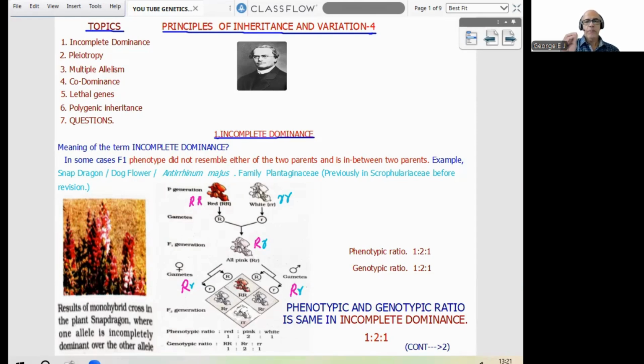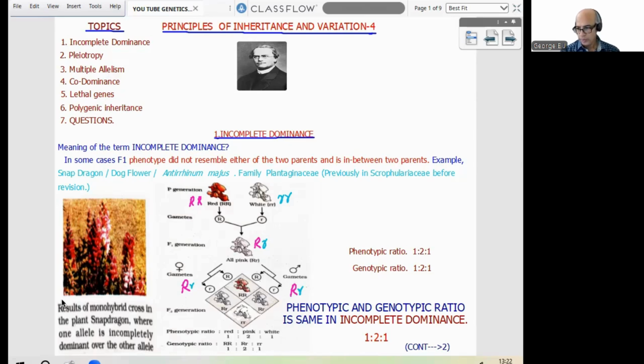First, we should know the meaning of the term incomplete dominance. In some cases, the F1 phenotype does not resemble either of the two parents and is in between the two parents. A typical example, NCERT's famous example for theory and exams, is a plant called snapdragon, common name dog flower, scientific name Antirrhinum majus, family Plantaginaceae, previous name Scrophulariaceae, after revision Plantaginaceae. Now this is the plant, with beautiful flowers.